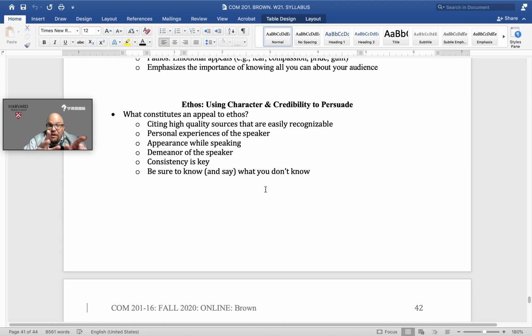And what's really bad is once you lose it, it's almost impossible to get it back. And so no matter what you talk about in the future, people are going to question you. So be consistent. And that goes from the beginning of the speech, when you look appropriate and seem confident, to the part during the speech where you're delivering information credibly, and then at the end, you're being consistent. So be sure to know what you don't know.